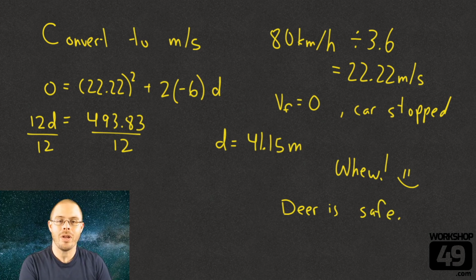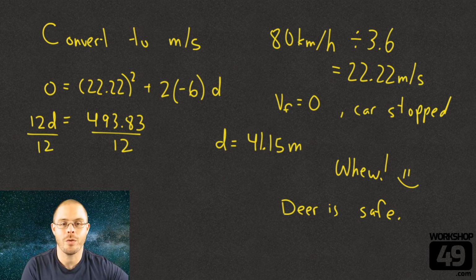And this is an example of how we use the equation velocity final squared equals velocity initial squared plus 2AD. Watch for this style of question anytime no time is provided.